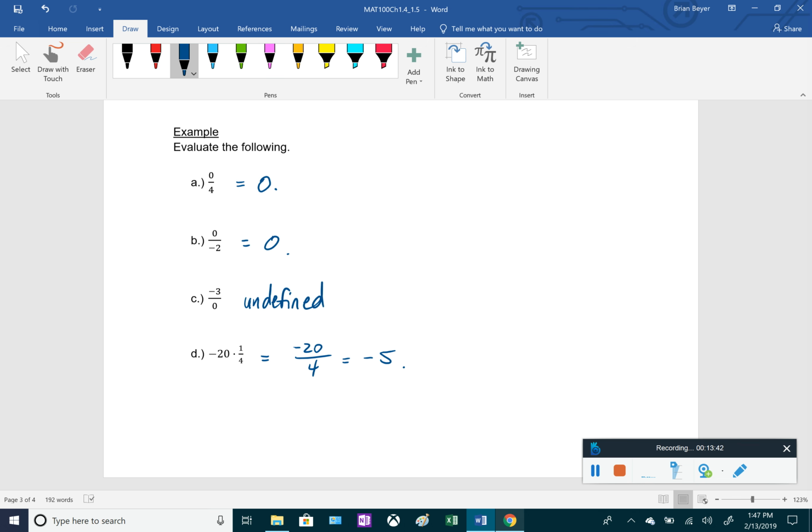Okay, so we already did kind of a bunch with this stuff in previous sections, but now we just have it more formally defined. And that's actually it for these two sections.